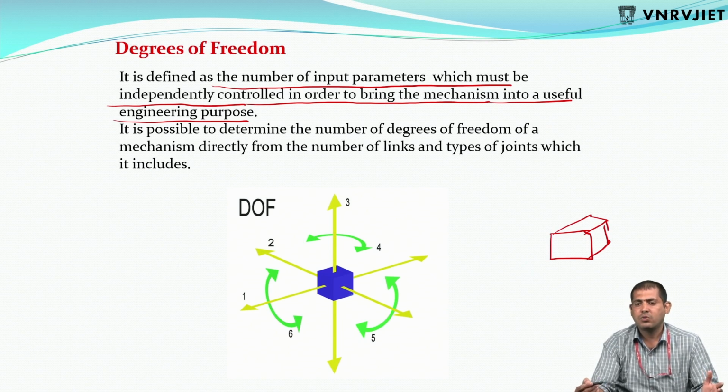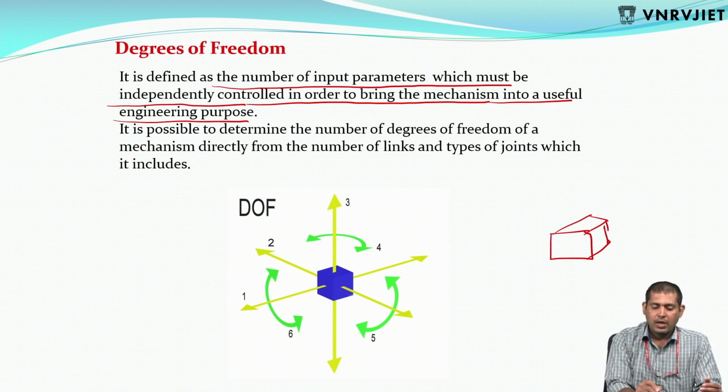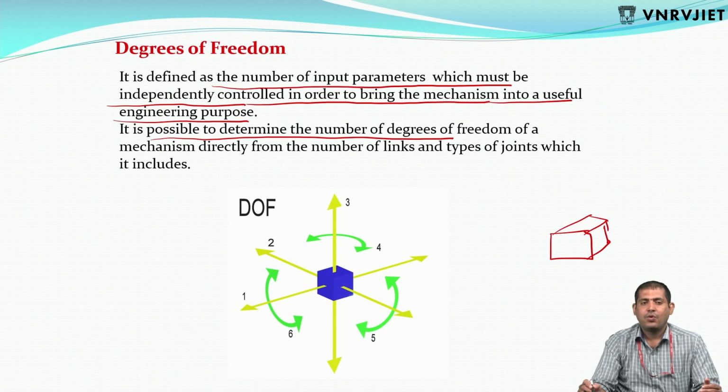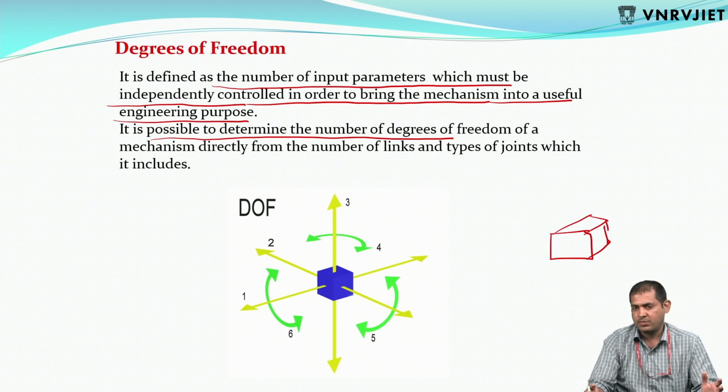And the wheel is rolling on the road surface. The wheel is connected to the axle, rolling on the axle, so only the turning motion is permitted. There is 1 degree of freedom. It is possible to determine the number of degrees of freedom of a mechanism directly from the number of links and the types of joints it includes. Every machine is formed with the help of a number of mechanisms, and if we restrict the mechanism, we restrict the number of degrees of freedom.